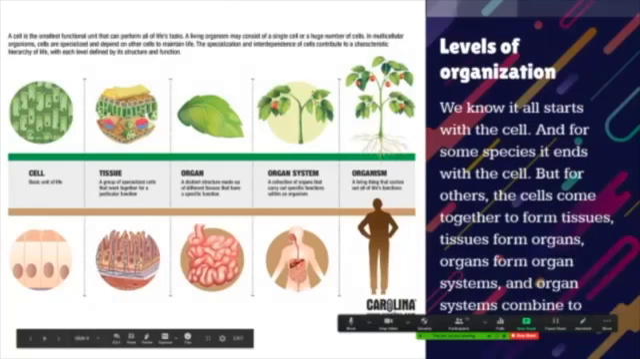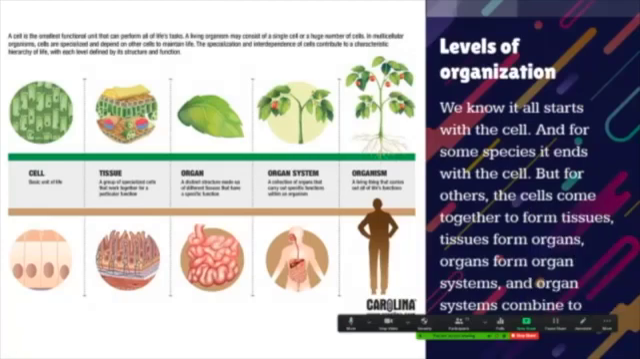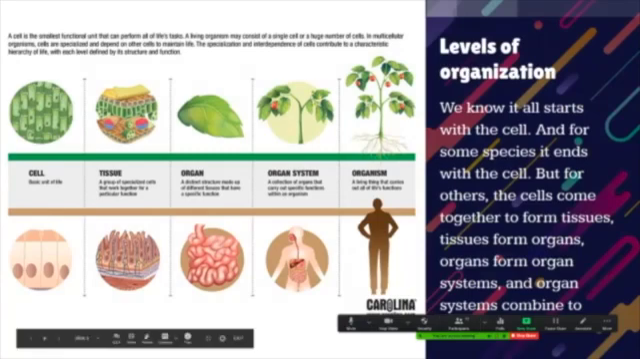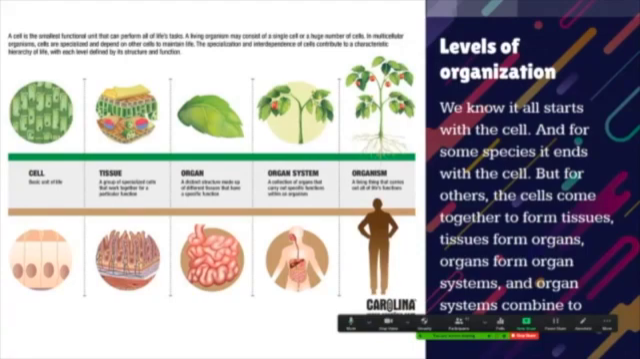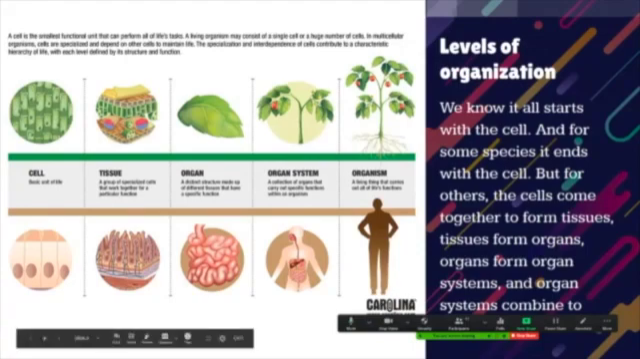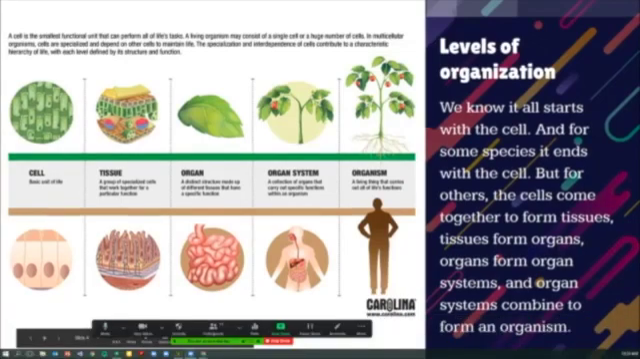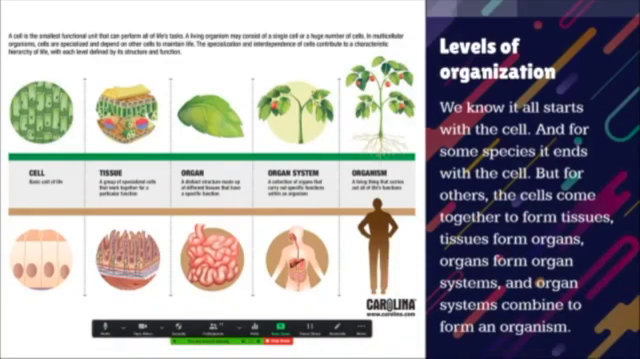We all know it starts with the cell, and for some species, it ends with the cell. But for others, cells come together to form tissues. Tissues form organs. Organs form organ systems, and organ systems combine to form an organism. And all plants and animals have these things. So yes, plants have organs and organ systems as well. We don't really think about that very often. Well, you probably never thought of it, but it's true.